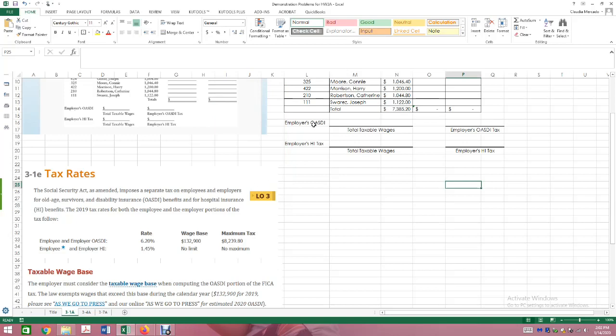Now, the HI taxes for both the employee and the employer, it's 1.45%, and there is no limit. You make $1 million, you're going to pay taxes on $1 million. That one has no limit. So we need to have this information always available so we can know what your limits are. I don't expect you to memorize it. Just have it handy with you.